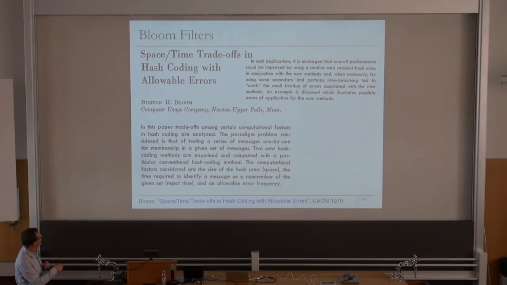It's analyzing hash coding. The paradigm problem considered is that of testing a series of messages one by one for membership in a given set of messages. That's essentially what we're doing over here. And the computational factors considered are the size of the hash area, space, the time required to identify a message as a non-member of the given set, reject time, and then allowable error frequency. That's the false positive rate. So that's an approximate set membership method. And you can read more over there. It's fun to read these old papers.